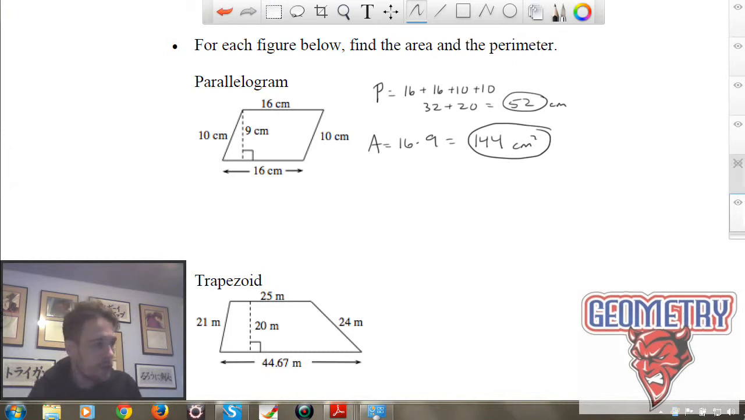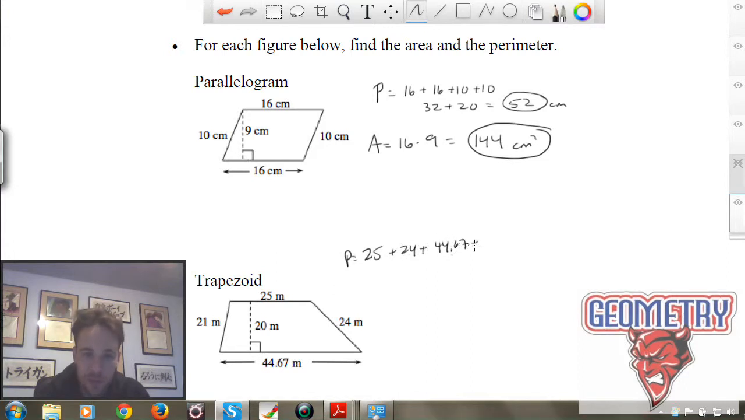For the trapezoid down here, again, the perimeter is pretty straightforward because we have all four sides. So the perimeter is just 25 plus 24 plus 44.67 plus 21. We add all those together: 21 plus 25 plus 24 plus 44.67. I got 114.67 meters as the perimeter.